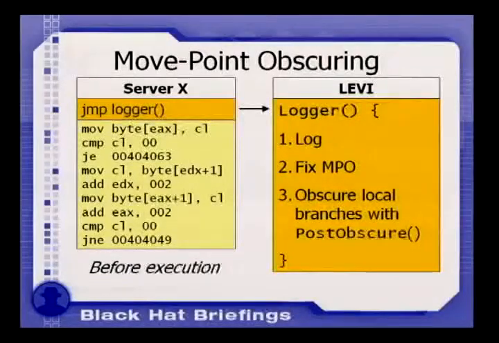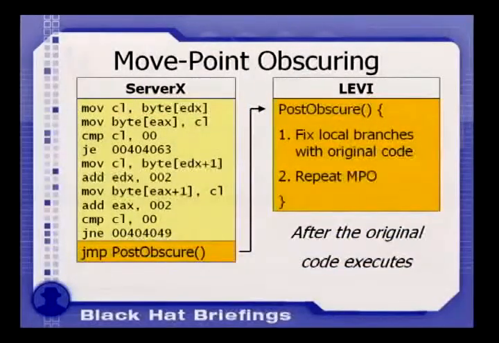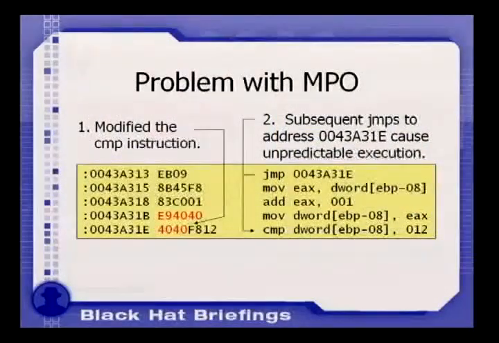But anyways, basically what this does is it jumps to the logger function, it logs all the buffers and things that you need, and then fixes the actual MPO point, and then obscures, branches, any exit point out of the cycle, the loop that you're actually watching for. And this is what it looks like afterwards, where the jump post-obscure is. And then once that gets called, you actually fix all the local branches just like you fix the MPO, and you repeat the MPO process. So this is one of the two techniques I use to actually be able to monitor those buffers at runtime using the pattern matching technique.